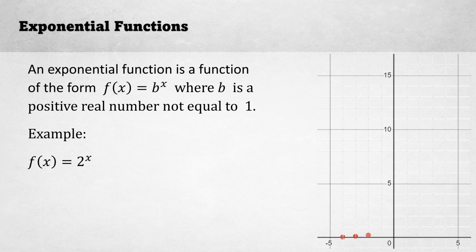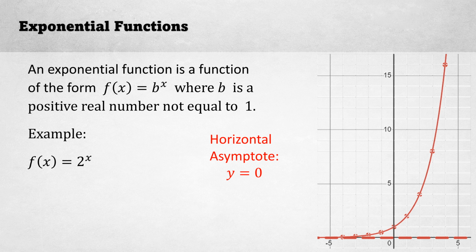We can see that the function increases exponentially as x values increase. Interestingly, the function is never 0 or negative, so there is a horizontal asymptote at y equals 0. Drawing a curve through the points, we will have the graph of f of x equals 2 to the x with a horizontal asymptote of y equals 0.